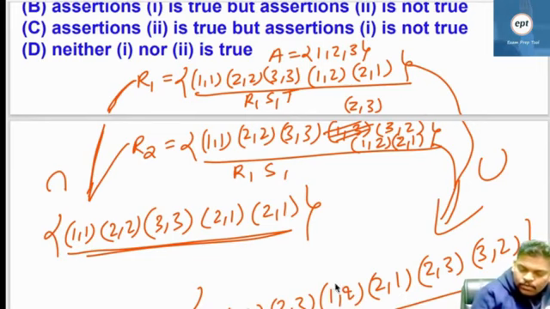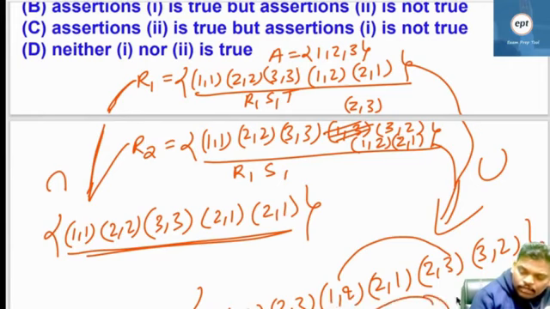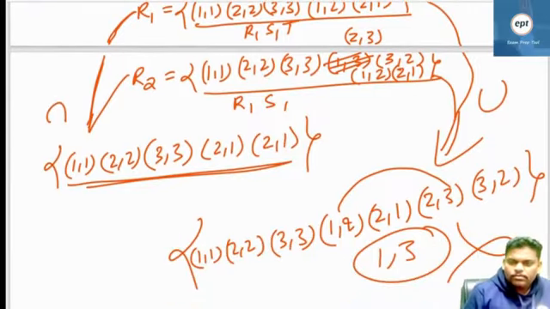See this one: 1, 2, 1, 2, 2, 3. Everyone listen. I made one example also. See this one: 1, 2, 2, 3. According to transitivity, 1, 2 and 2, 3 becomes 1, 3. But 1, 3 is not available. So the transitive property fails because 1, 3 is not available.